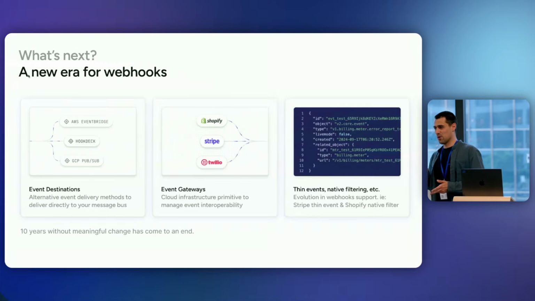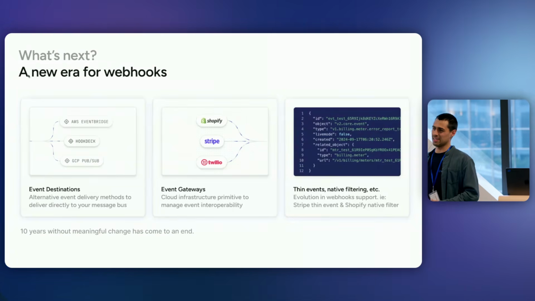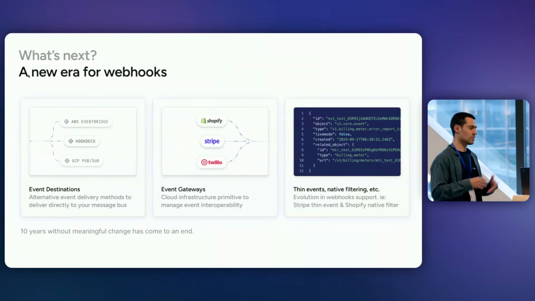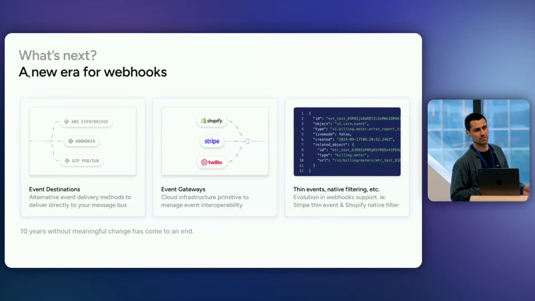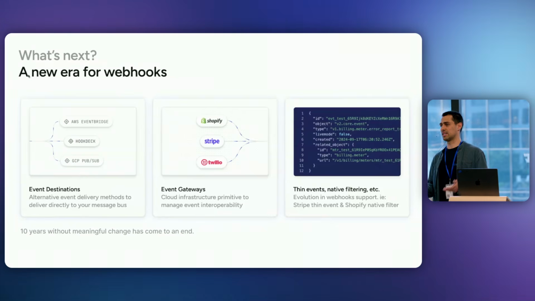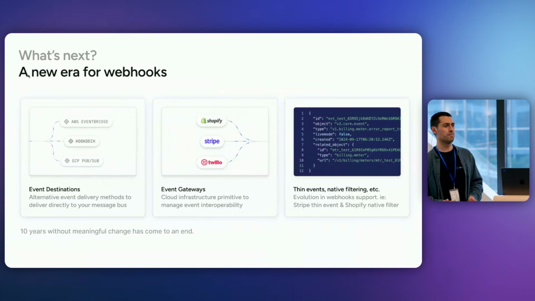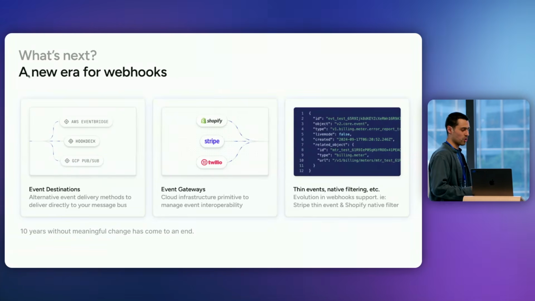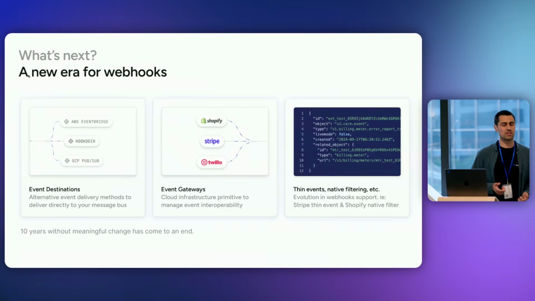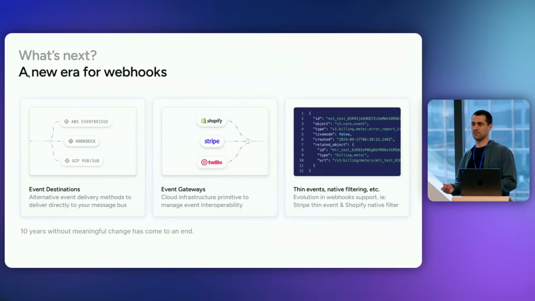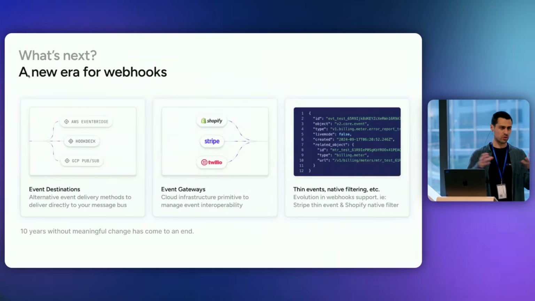So now I want to go on a tangent, because everything that I talked about is just webhook best practices. It's best practices we've been building and understanding over the last 10 years. But there's actually a lot of things that are changing recently. And so I want to highlight some of those things because I think we're going through a fundamental shift in how we're thinking about event interoperability and webhooks and so on. And I want to point those out.